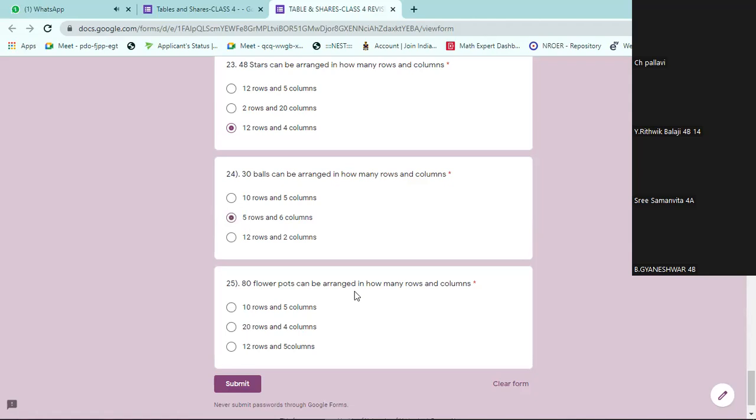Last question. 80 flower pots are there. 10 rows, 5 columns: 10 fives are 50. No, we have 80. 20 rows and 4 columns: 20 into 4, 4 twos are 8, so 80. Yes, that is the right option.